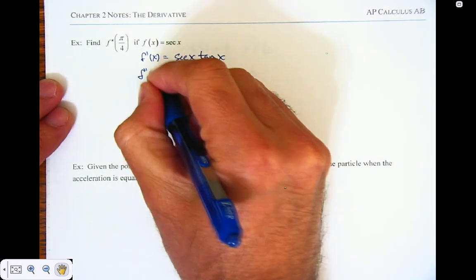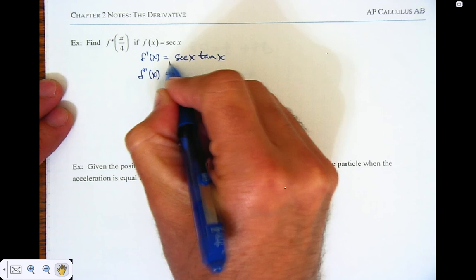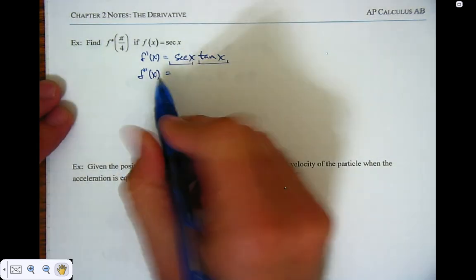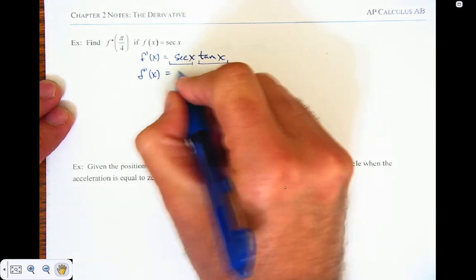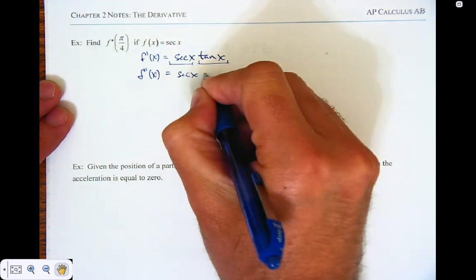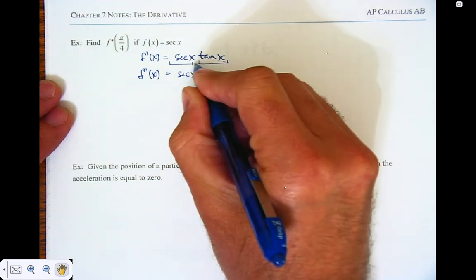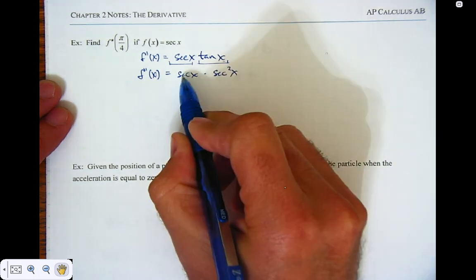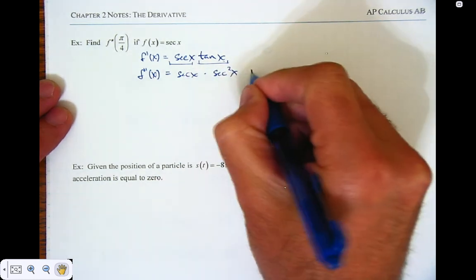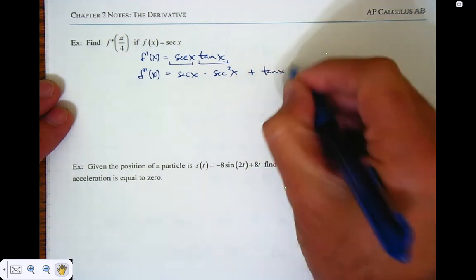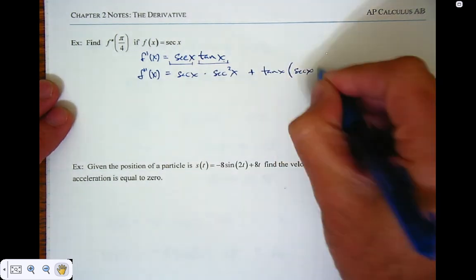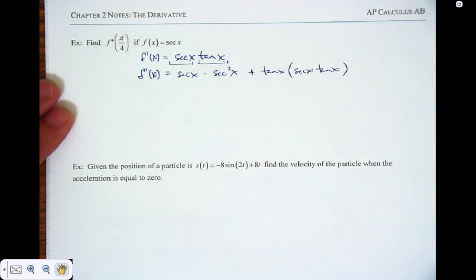Now, for the second derivative, you have a product rule, right? You have one trig function times another. And so the second derivative would be the first, secant, times the derivative of the second. The derivative of tangent is secant squared. First, derivative of second, plus the second, tangent, times the derivative of the first. Well, the derivative of secant is secant tan.